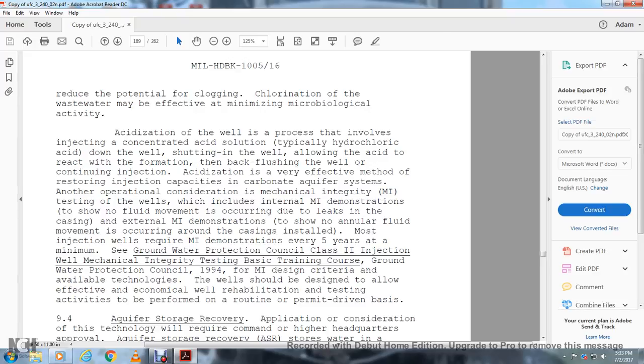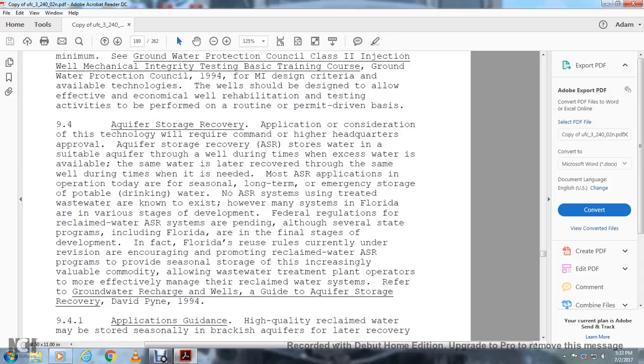The external mechanical integrity demonstration shows whether annular fluid movement is occurring around the installed casing. Most injection wells require the mechanical integrity demonstration every 5 years at a minimum. The Groundwater Protection Council's Class 2 injection well mechanical integrity testing basic training course of the Groundwater Protection Council, 1994. Mechanical integrity design criteria: with the available technology, wells should be designed to allow effective, economical well rehabilitation and testing activity to provide a routine and permit-driving basis.